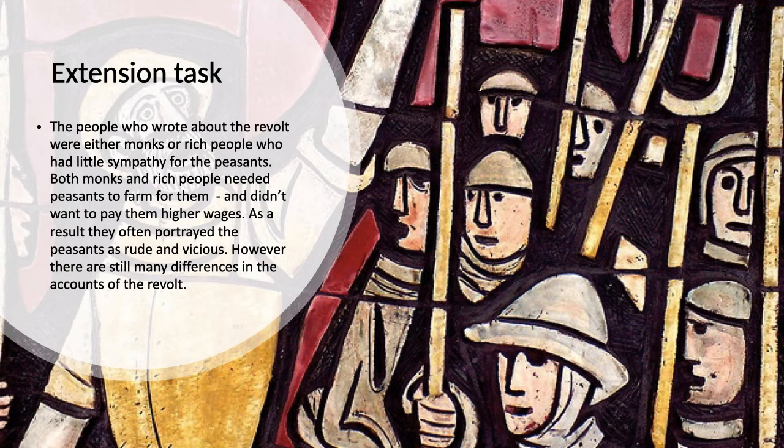Now, the people who wrote about the Peasants' Revolt were either monks or they were rich people, neither of whom had any sympathy for the peasants, but they needed the peasants. Okay, they need them because they need the peasants to farm for them and they don't want to pay them higher wages. Now, as a result, they often portrayed the peasants as rude and vicious. And you can see just from those two accounts of the revolt, there are lots and lots of differences.